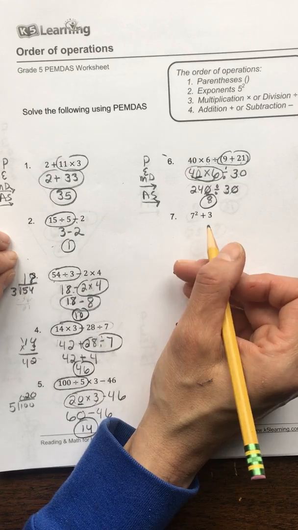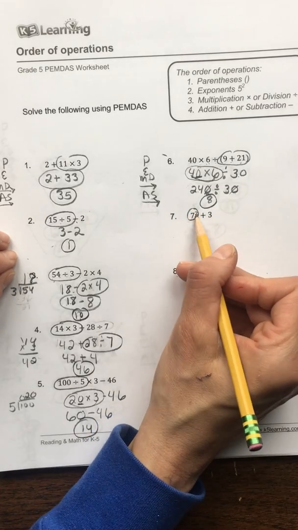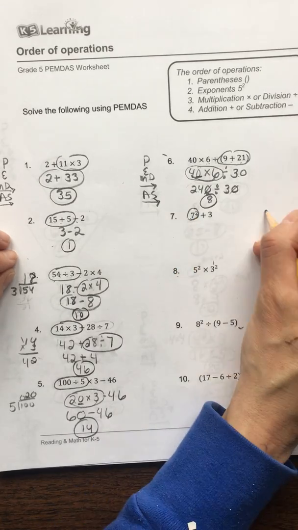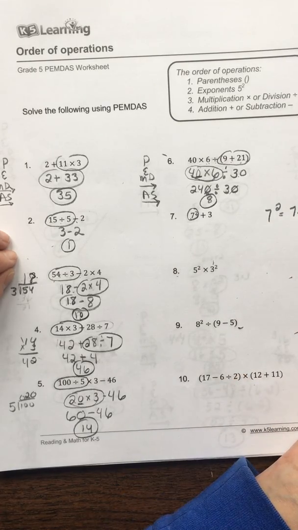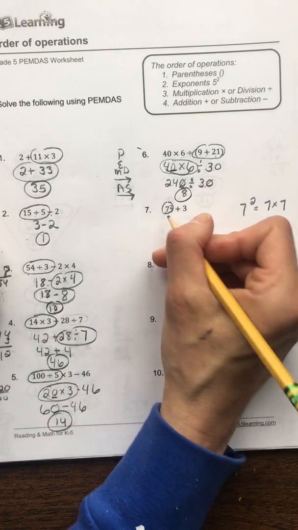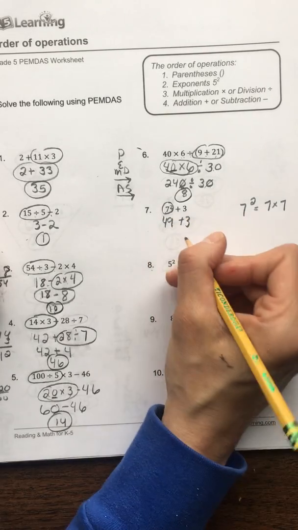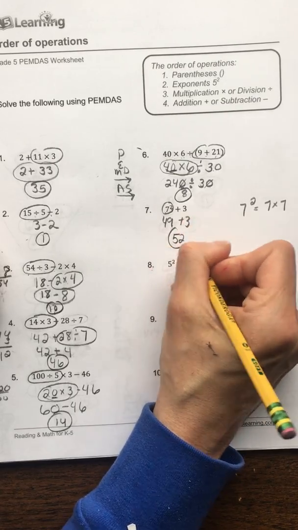Okay. Work on my exponent. The exponent tells me how many times I multiply my base number times itself. So 7 to the second power actually means 7 times 7. 7 times 7 is 49 plus 3. And we get 52.